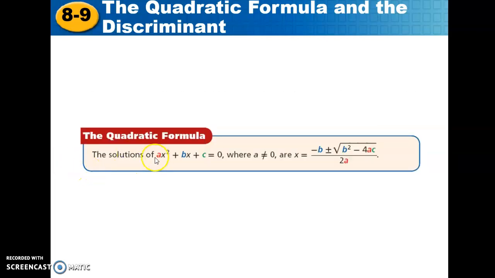So if you have a quadratic, a nice looking equation that looks like this, where you have ax squared plus bx plus c, and you set it equal to 0, you can use something that's called the quadratic formula for any equation. Okay? As long as you have an x squared in there, where a is not equal to 0, you can use this for any equation.